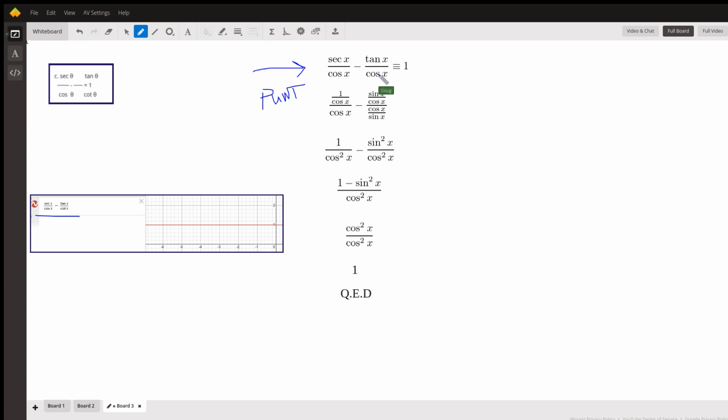Whoops, should be cotangent here. Cotangent with cosine over sine, and now algebraic simplification. 1 over cosine squared minus sine squared over cosine squared, multiplying in this term the numerator by the reciprocal of the denominator. And now we got a common denominator, 1 minus sine squared. It's the new numerator. We can replace that with an alternate form for the Pythagorean identity. And cosine squared over cosine squared, always 1.